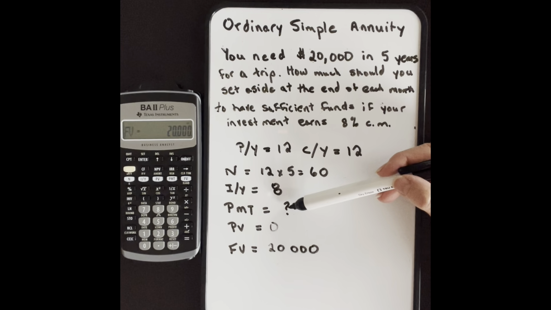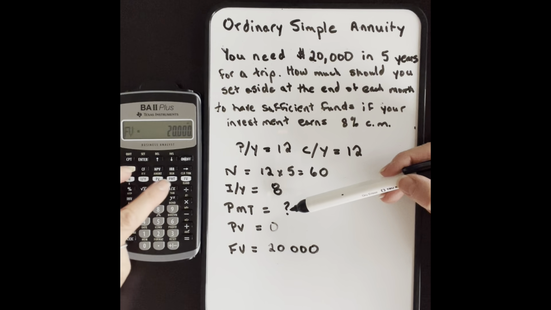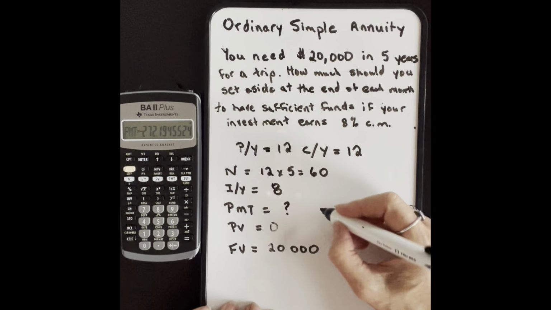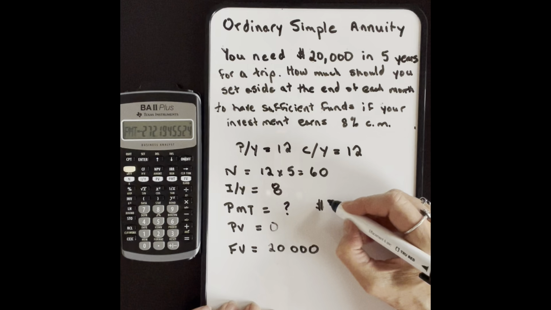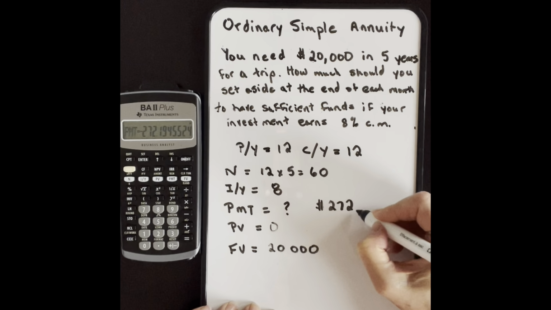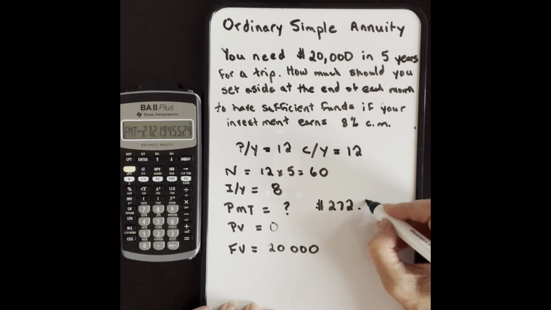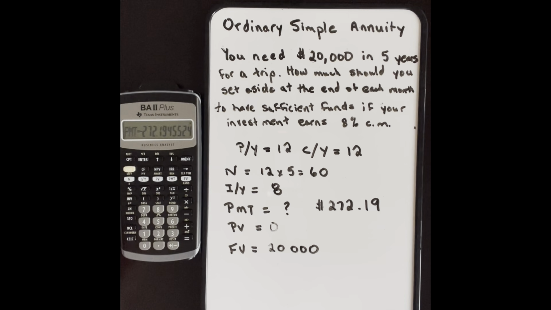Now we want to compute payment. So compute payment, and it is negative because you're going to be putting that money in. We can ignore the negative. It's $272.19. Again, clear the display and clear the worksheet before doing the next example.